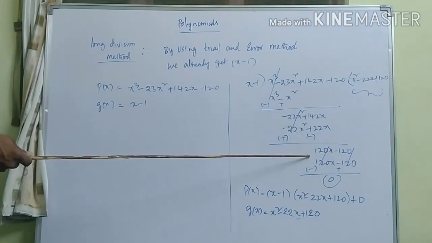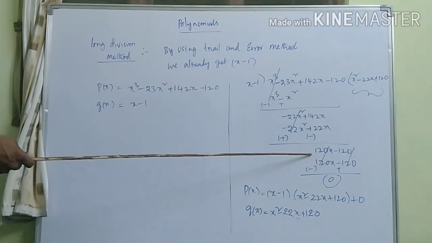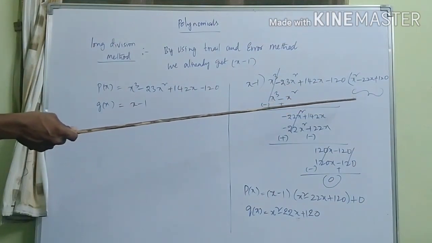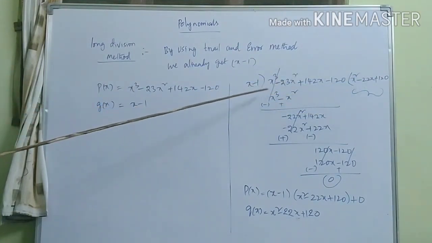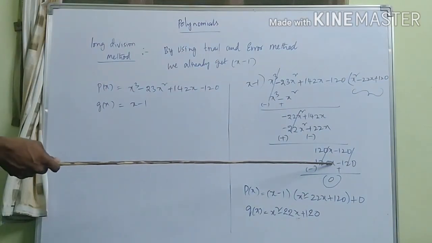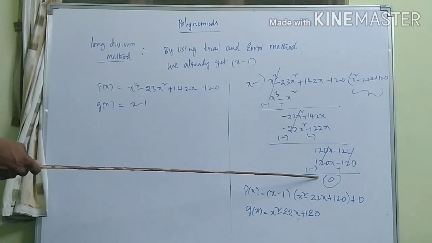Divide this first term by the divisor's first term, that is 120x by x. So the result is plus 120. Multiply this 120 with x minus 1. The result is 120x minus 120. So here both terms cancel, and the result is 0.